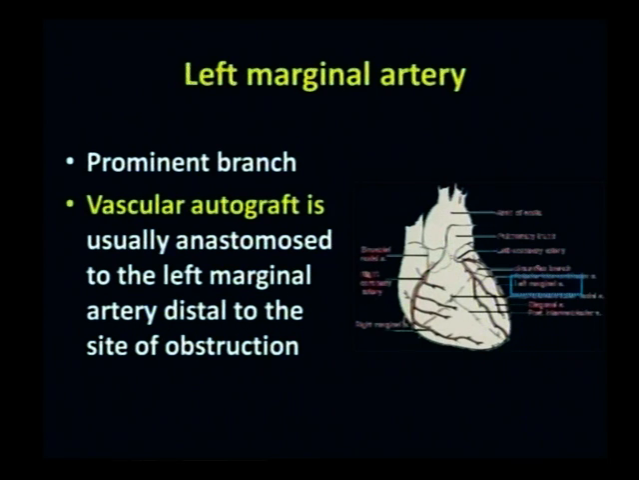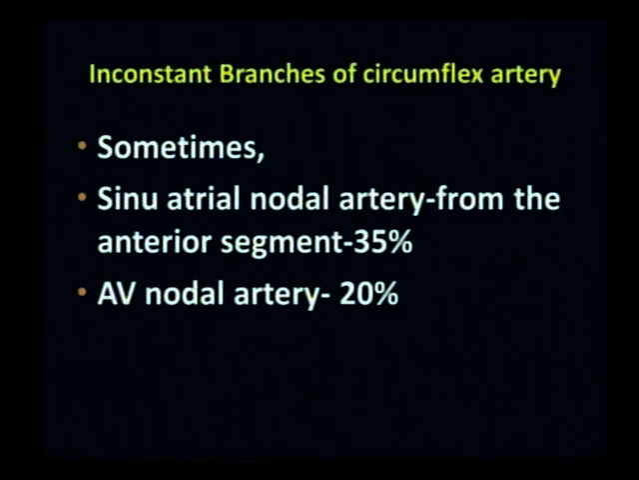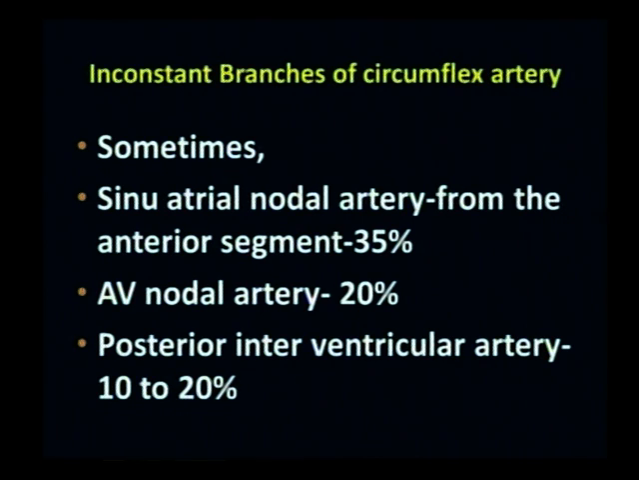So, we have now seen the branches of the circumflex artery. The constant branches we saw, now we will see the inconstant branches. Sometimes sinoatrial nodal artery in 35%, AV nodal artery in 20% and posterior interventricular artery in 10 to 20%. So, this finishes the branches of the circumflex artery.